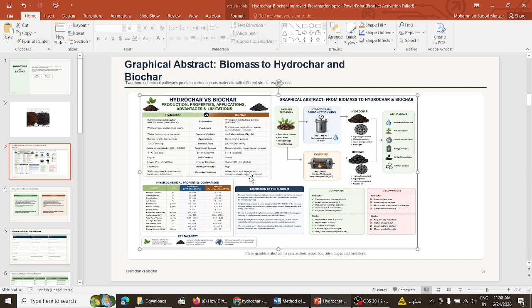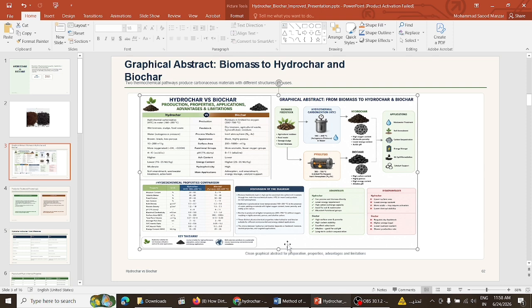Particle density is 1.1 to 1.5 in the case of hydrochar, whereas in biochar it is 100 to 1000. Porosity I told you. Electrical conductivity is lower for hydrochar and higher for biochar. Moisture affinity is hydrophilic for hydrochar and hydrophobic for biochar. Floatability is low, whereas in the case of biochar it is higher. And hydrochar is denser because it retains more oxygenated groups.